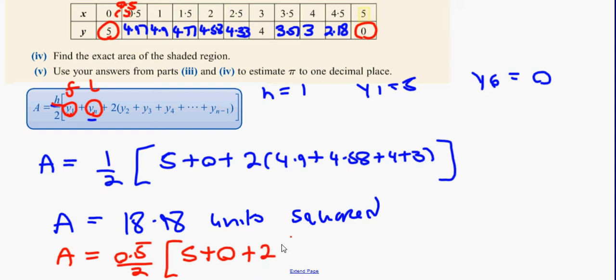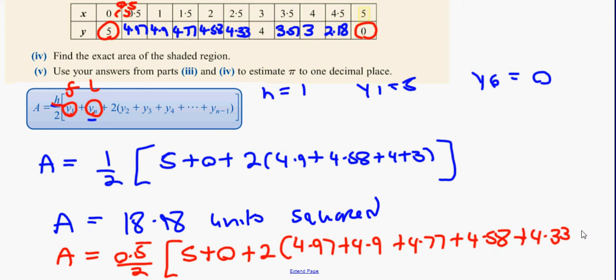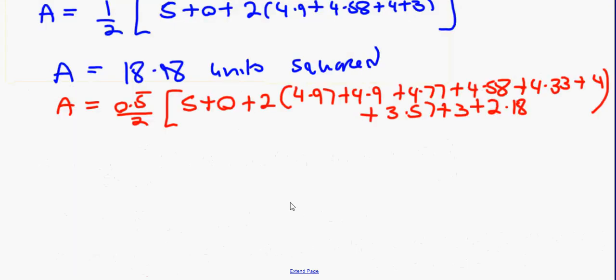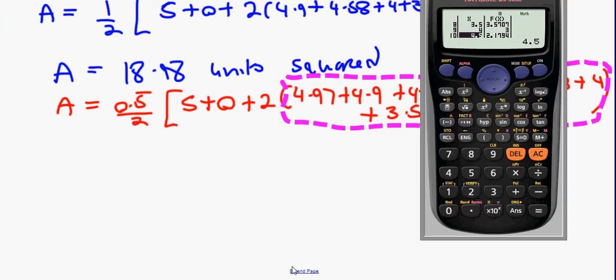except this time it's going to be 2 multiplied by every other number, so it's going to be 4.97 plus 4.9 plus 4.77 plus 4.58 plus 4.33 plus 4 plus 3.57 plus 3 plus 2.18. So in this scenario it might be best just to add all these together first before we put it into the formula.